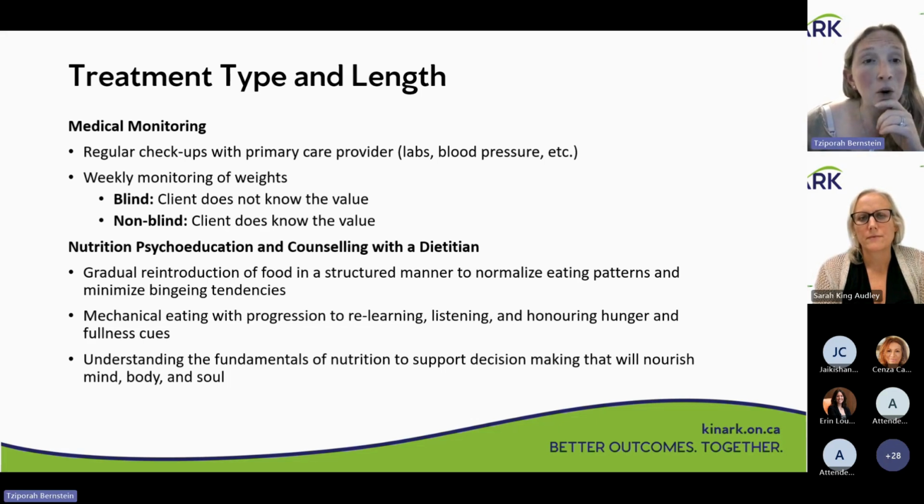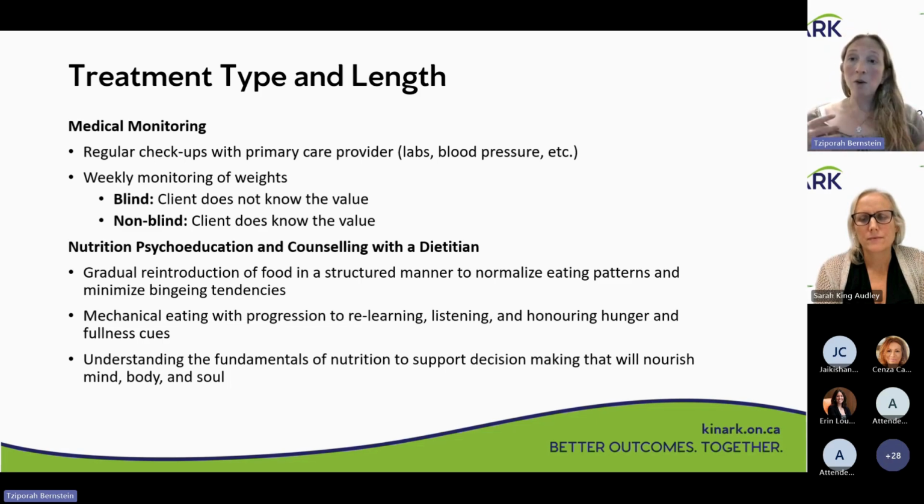Mechanical eating, with progression to relearning, listening, and honoring hunger and fullness cues. I mentioned before, a lot of the times when there are eating disorders present, it's a lot of "I'm not hungry," because the body gets really used to not eating and it's very adaptable. And so at the beginning, it's really like eating when you're not feeling hungry, which I think is a very, very hard thing to do.